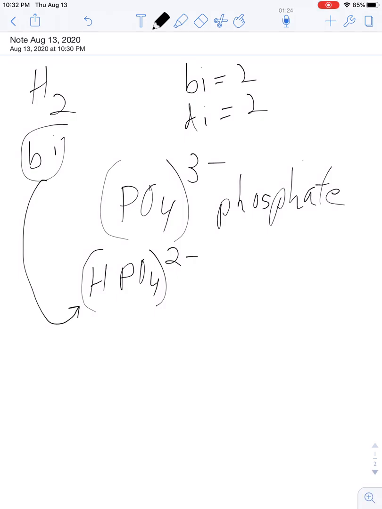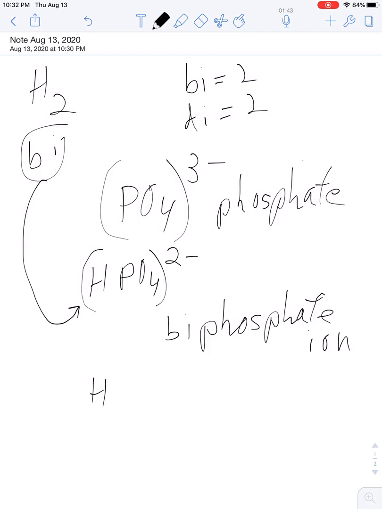Because Dalton thought hydrogen was bi, the common naming system is called biphosphate. And since it's got a charge, I'd call it a biphosphate ion. Okay? Now, if I add another hydrogen to it, the charge will decrease by 1 more.